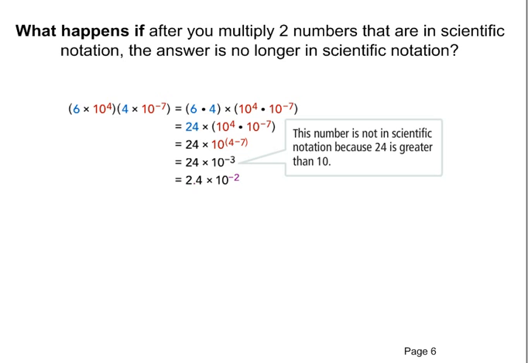So we carry down the math and we end up with 24 times 10 to the negative 3rd power. This number is not in scientific notation because the number 24 is not less than 10. And remember, scientific notation must be greater than or equal to 1, but less than 10, and 24 does not fit in that range. So we need to make that into scientific notation by moving the decimal one place to the left. So it's no longer 24, it is 2.4. Our exponent is no longer negative 3, it's negative 2.